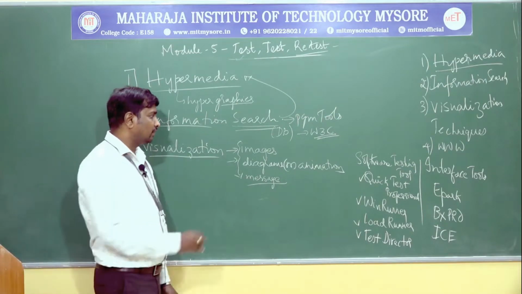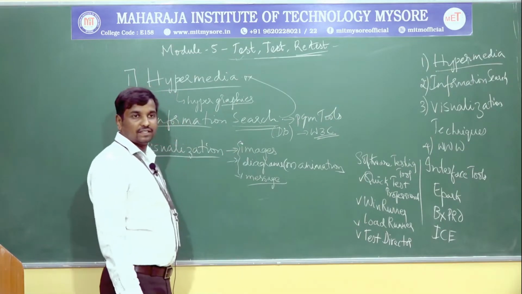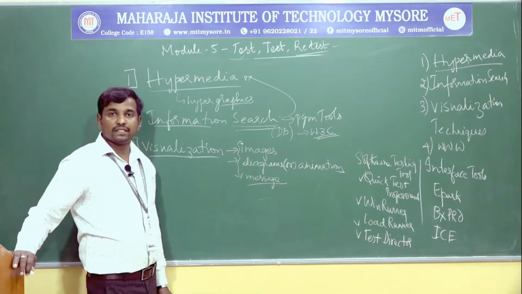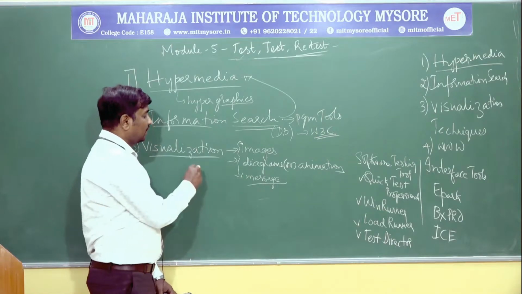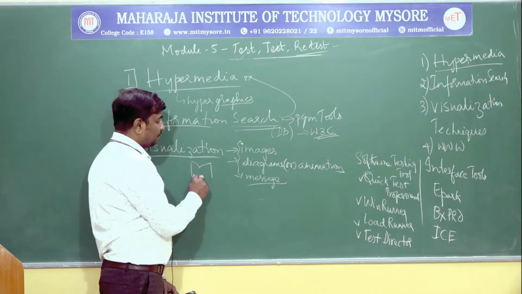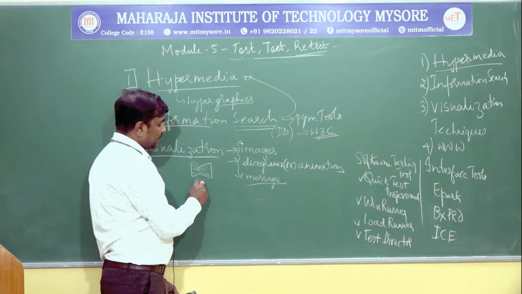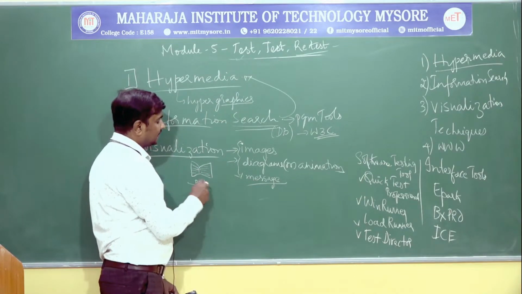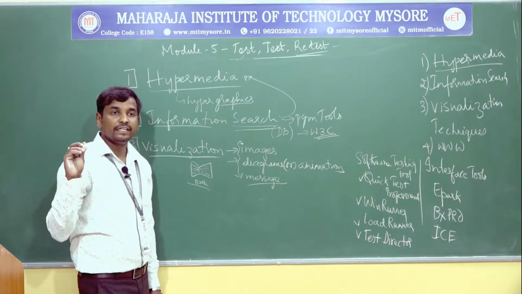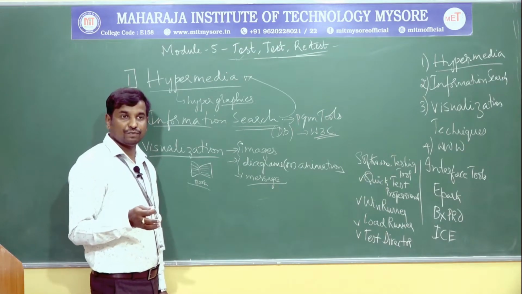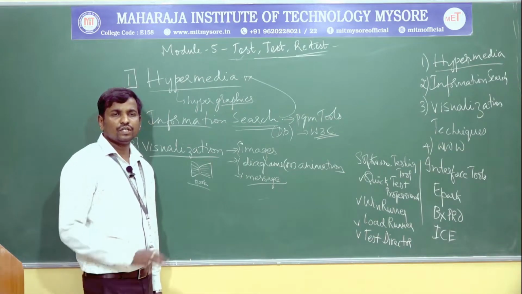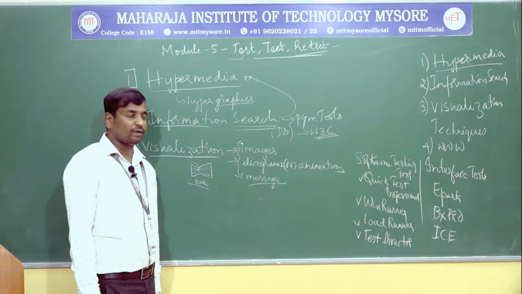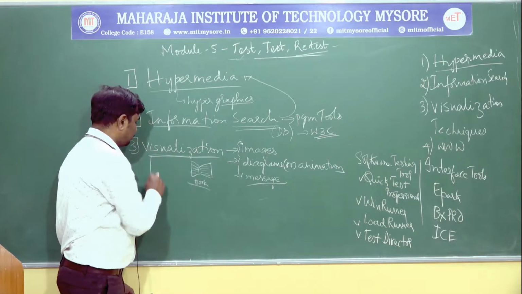That means whenever we are presenting any images on the screen, that screen may be represented in the form of indirect fashions. For example, if I am using these types of symbols, people will think it is a book. So like that, some indirect representations of information can be used in visualizations. In various fields, visualizations are used.